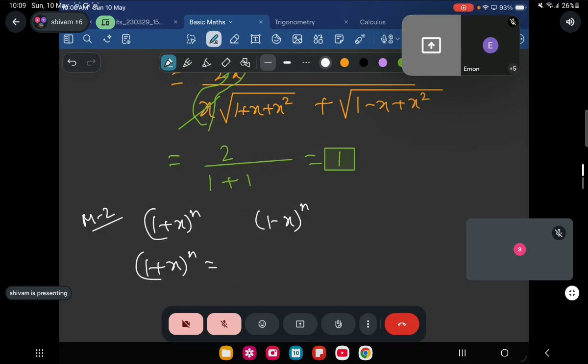x to the power n plus x to the power n minus 1 into 1 to the power 1... No, like that. 1 plus nx plus n into n minus 1 by 2 factorial into x square plus n into n minus 1 into n minus 2 by 3 factorial into x cube.